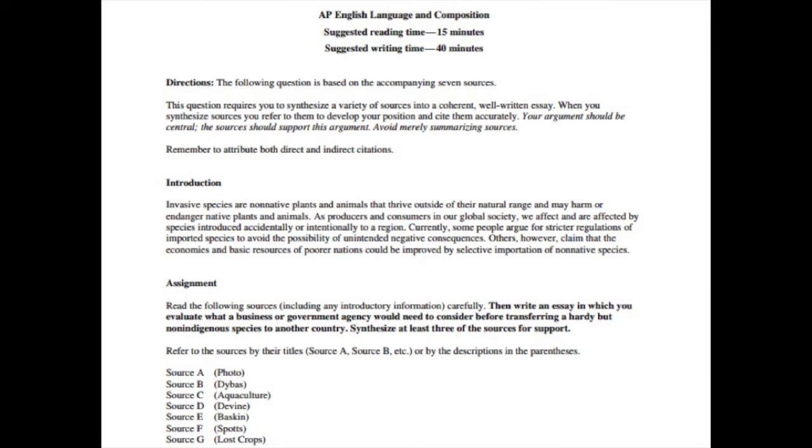This is a copy of your prompt page with the identifying information for your sources. It includes the suggested time frame, a background paragraph that establishes the context of the issue, a paragraph with reading and writing instructions, and specific directives. The proctor will tell you to read all the sources and then to synthesize 3.